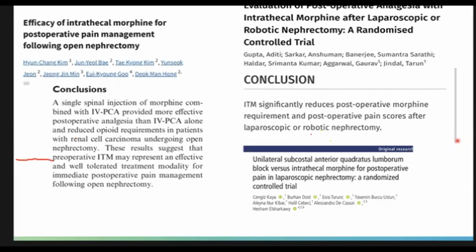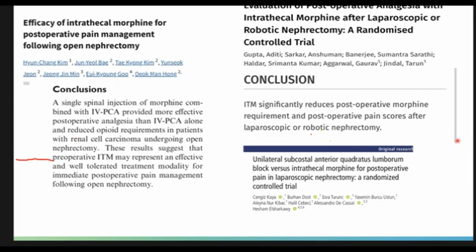What is the nerve supply of the kidney? From the celiac plexus and aortic plexus, sympathetic and parasympathetic. Sympathetic is more important basically because pain is carried by sympathetic fibers. Yeah. So you need to address this sympathetic fiber as well.